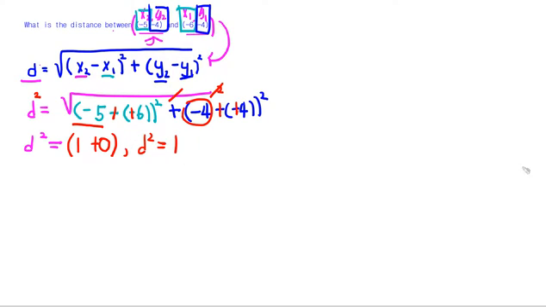In order to get just the distance, because this is distance squared, we can take the square root of it. We get distance equal to the square root of 1, which is equal to 1. So we get that our distance is equal to 1.